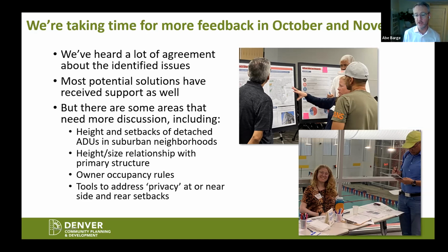The rules that could apply in suburban neighborhoods, if there were rezonings to allow ADUs there, are one of them, particularly the height of ADUs and their setbacks from neighboring properties. Another is looking more closely at the relationship between the size of a detached ADU and the primary structure. Owner occupancy is kind of a technical thing. If you have questions, we need to talk about that more. And we continue to hear, can't we come up with more nuanced ways to make sure privacy is protected as ADUs are built?